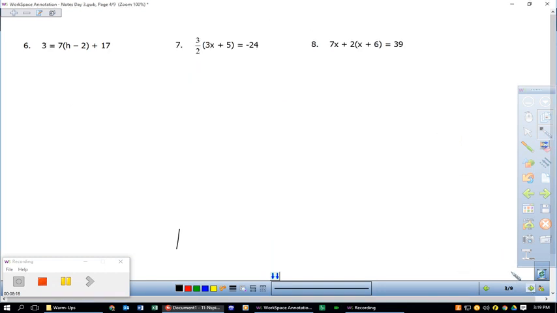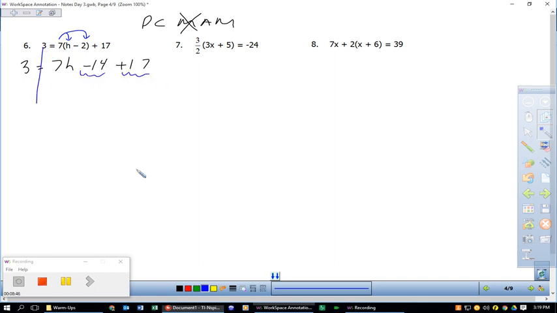Number 6. First, we will distribute. I'll go ahead and write my steps up here. Again, don't call me a monster, but we are going to ignore that one in the middle. So distributing, we get 3 equals 7h minus 14 plus 17. So 7 times h, 7 times a minus 2. Okay. Combine like terms. On this side, negative 14 plus 17, so we have 7h plus 3 equals 3.